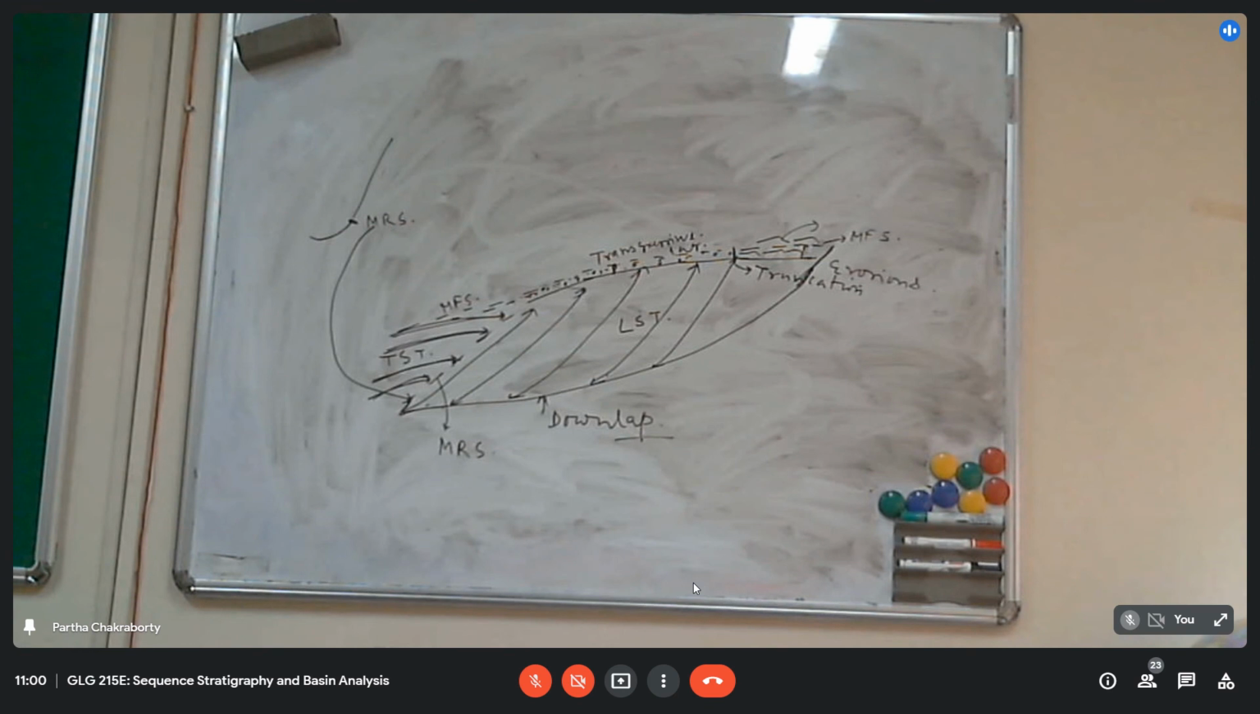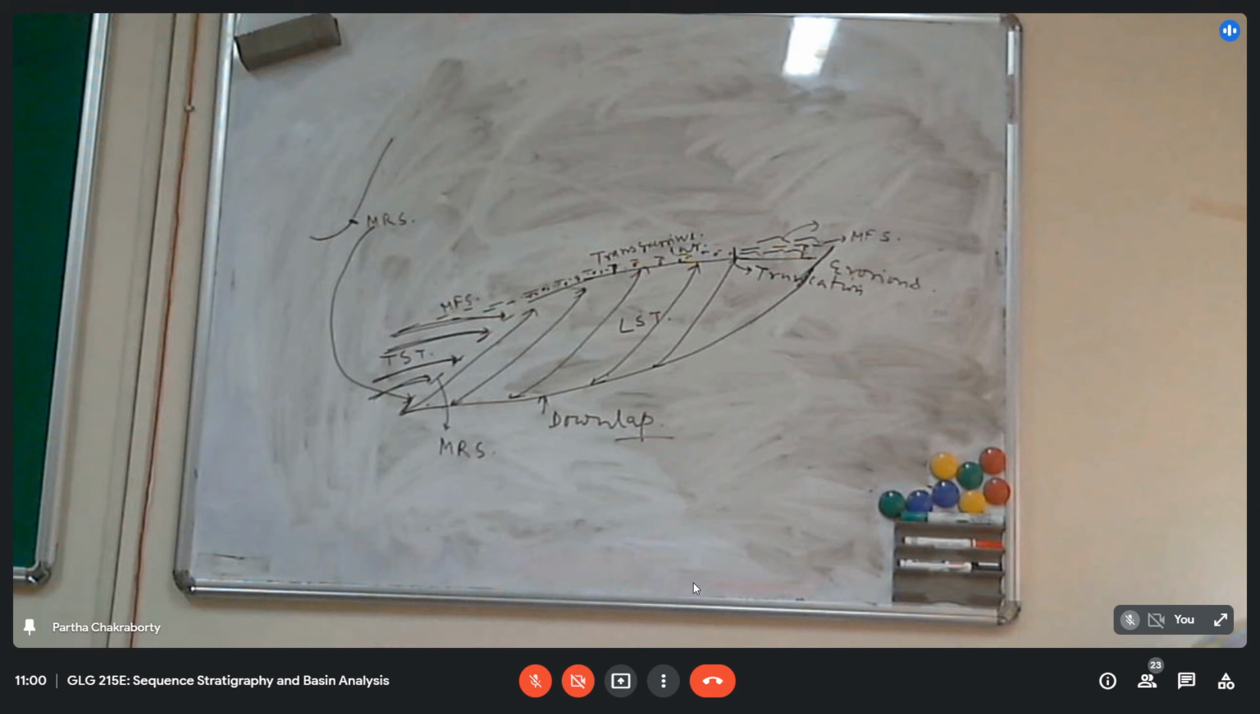So below, the LST is shown. How does the entire transgressive product come above the LST? How the entire transgressive product with its basal surface and with its top surface, as I discussed, that there is MRS at the base and MFS at the top. So bringing the MRS and MFS, how the transgressive surface and its products come onto the lowstand system is shown in this diagram.